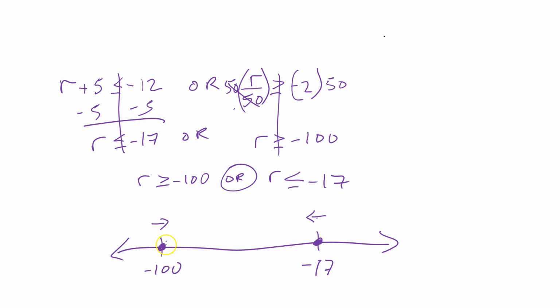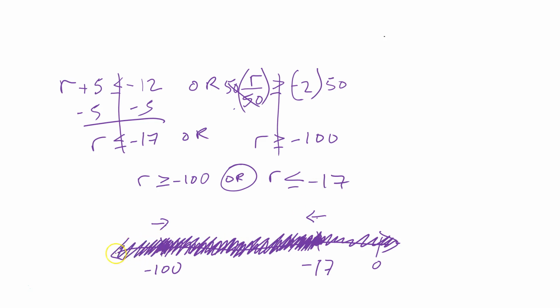That really means any value for r is greater than negative 100, any value that's bigger than negative 100, including negative 17 and beyond. So like 0's over here somewhere, including 0. 0's greater than negative 100. That could be a solution. Or, starting at negative 17, any value smaller than negative 17. So that would include negative 100. Negative 100 is smaller than negative 17. Negative 200, for that matter, is smaller than negative 17.